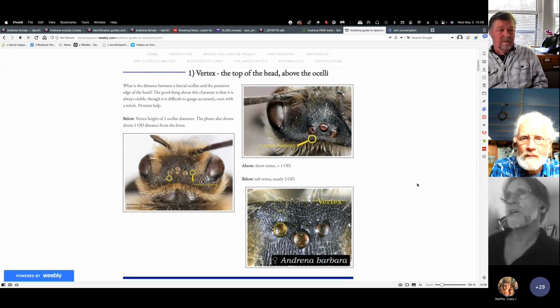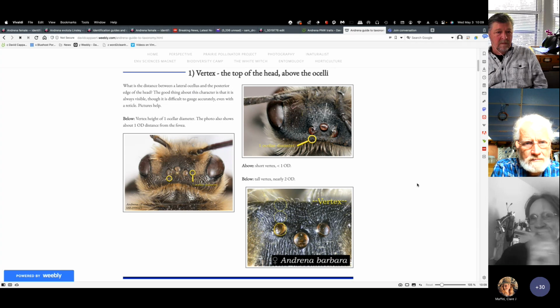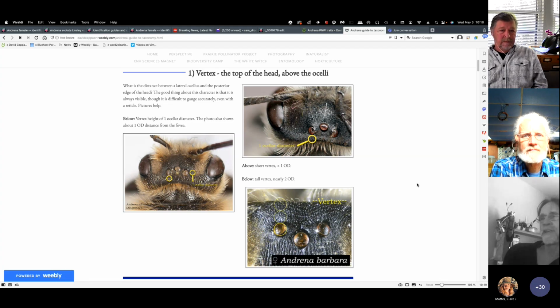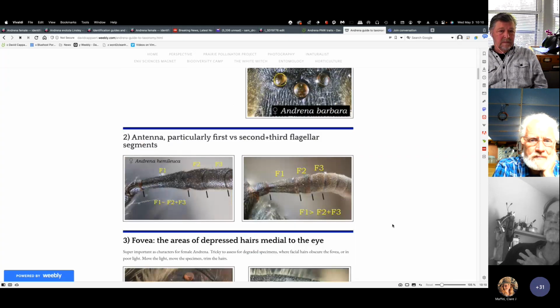If you look at the top of the head of an Andrena, for me, it's a little hard to get a handle on. You fix in your mind what one ocellar diameter is, and then you try to imagine how far away that is from the edge. If you use a reticle, it's a mess because it's a very small structure and you're shaking around and so on. So for me, this sort of helps. Okay, I got a sight picture of what one ocellar diameter looks like. And when I'm really lucky, I get something that's so clearly much more than one, and that becomes a good character. A lot of times it's intermediate, and then you have to go to other characters.